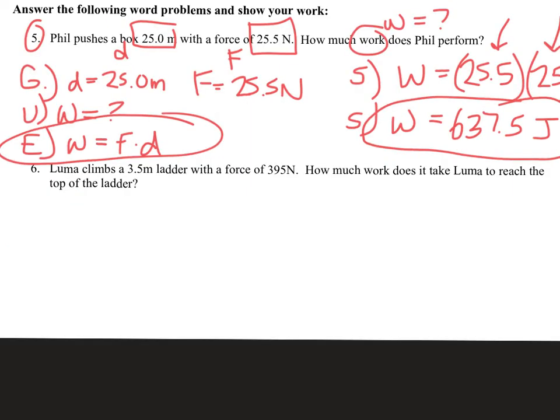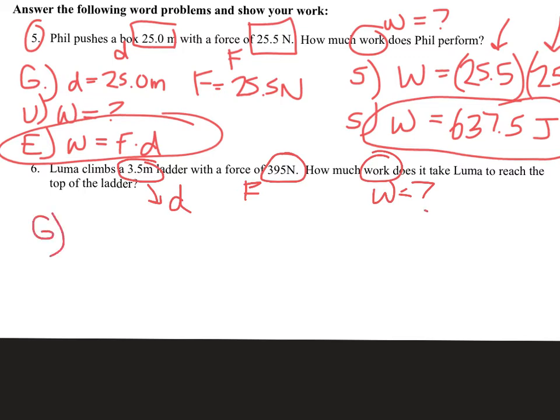Number 6: Luma climbs a 3.5 meter ladder. She really went a distance of 3.5 meters up, so that's a distance amount. And with a force of 395 newtons, that's a force. So we've got a force and a distance. We want to know how much work it takes for Luma to reach the top of the ladder. So we're trying to find out how much work Luma's done.